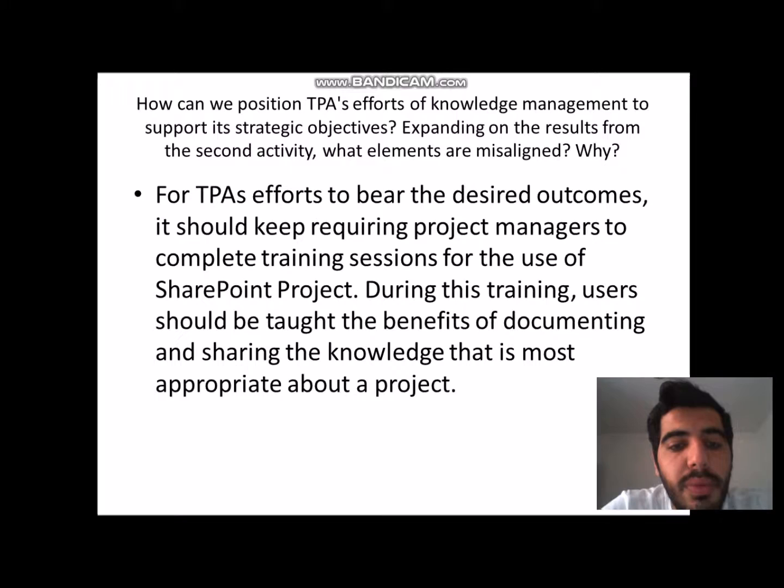Moreover, it is worth mentioning that the adoption of the SharePoint project in the operation division, and especially the project management subdivision, is among the elements that are miscellaneous. This is because in the subdivision some project managers are not even using the SharePoint project.